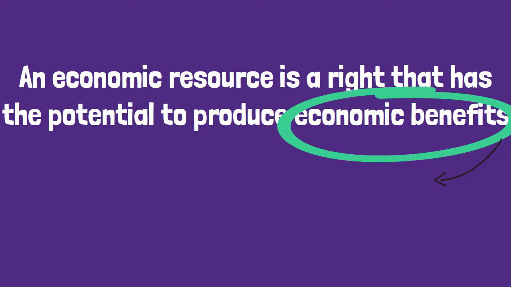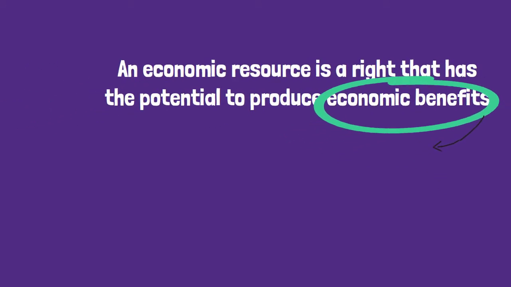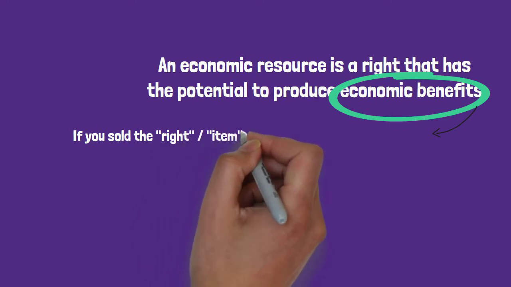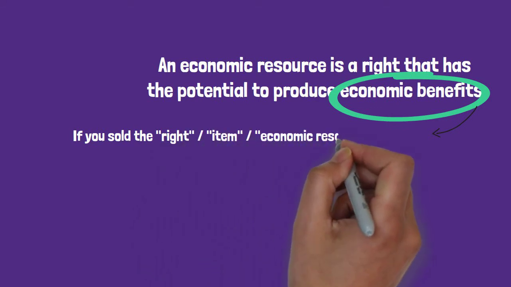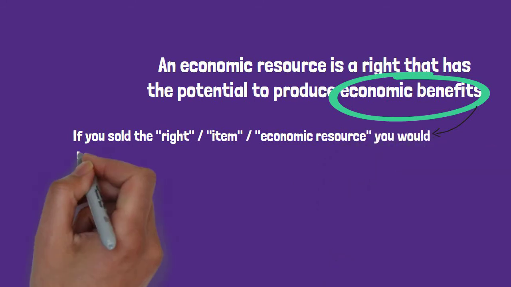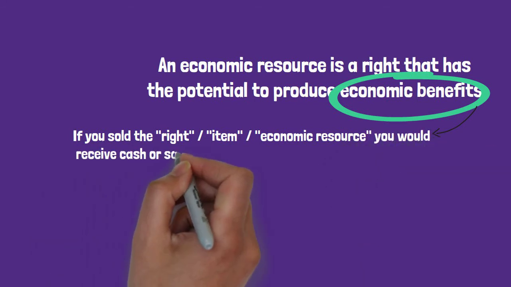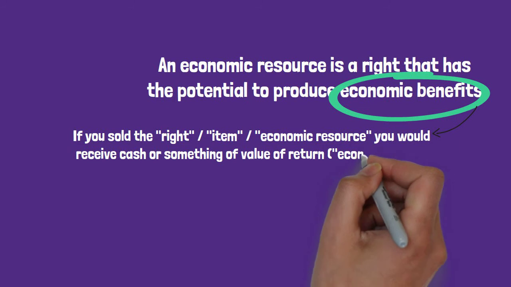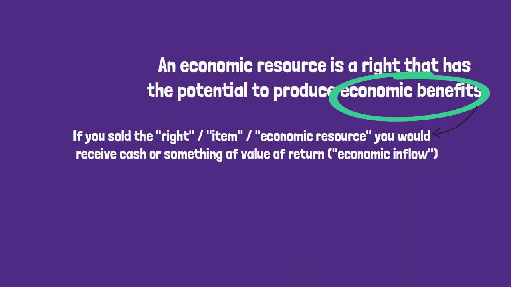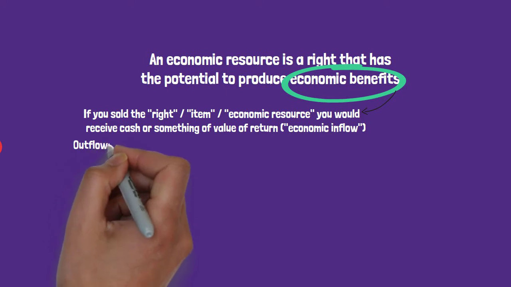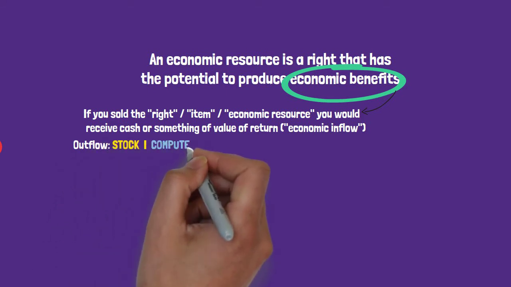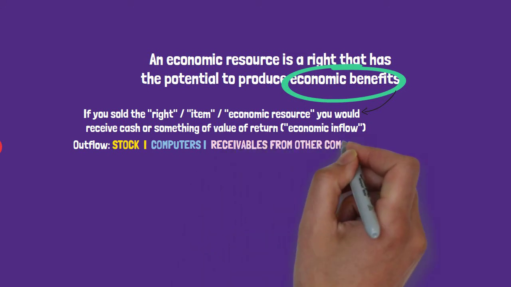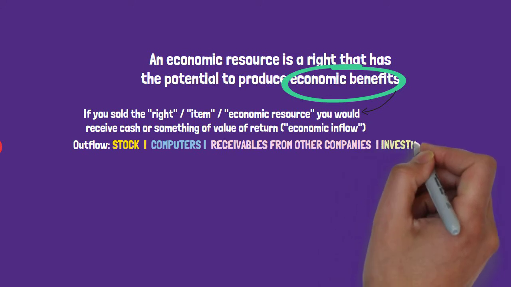Okay, number one is simple, and it's the example I've given. If you sold the right or the item or the economic resource, then you would receive cash or something of value in return. Now, this is normal selling and receiving cash, just like you do on eBay. You sell something that you have and you get money for it. Now, the item you could be selling could be covered by anything. So the item or the asset is covered by a wide range of different things within this definition.